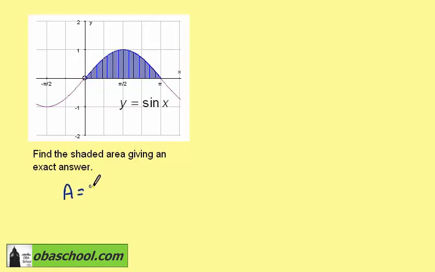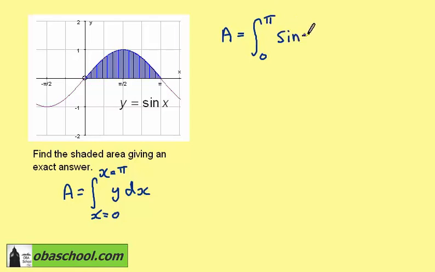We know for area that we do the integral between the limits of y dx. So therefore we have the integral from 0 to pi of sine x dx, since we know the curve is y is sine x. If we integrate sine x, we get minus cos x from 0 to pi.